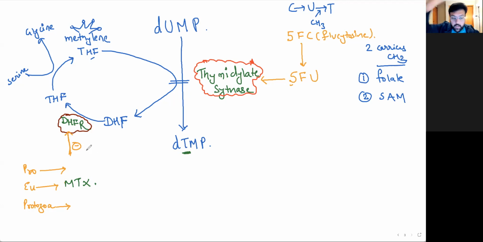So how can you overcome the side effect of methotrexate? If you cannot make DNA, that's sort of a megaloblastic anemia, right? How can you? Leucovorin. Perfect. So if you want to alleviate the toxicity of methotrexate, you can rescue with leucovorin. Extremely important. What is leucovorin? Folinic acid.